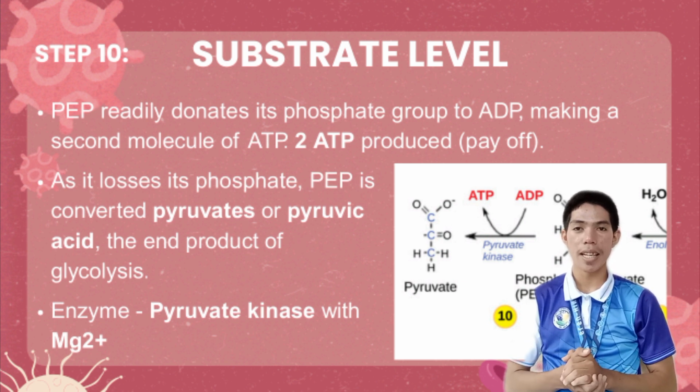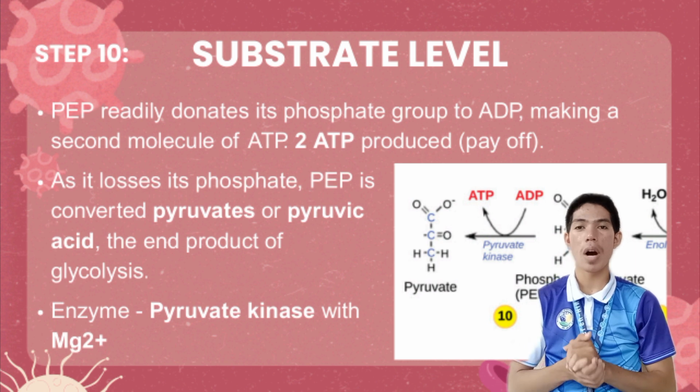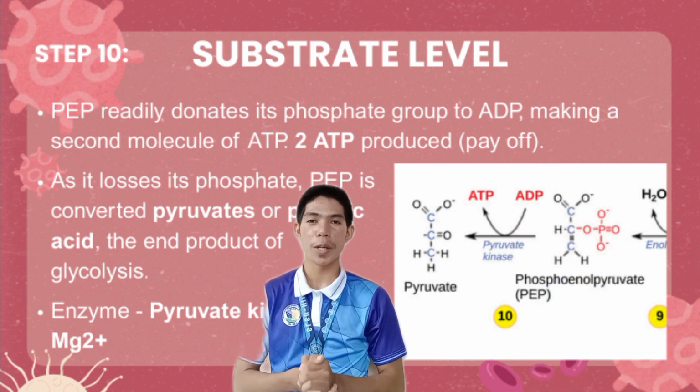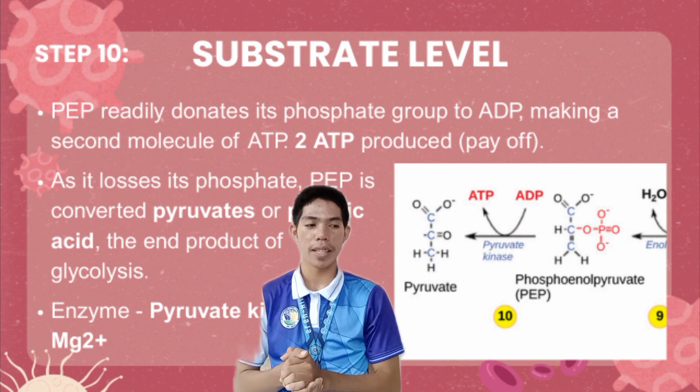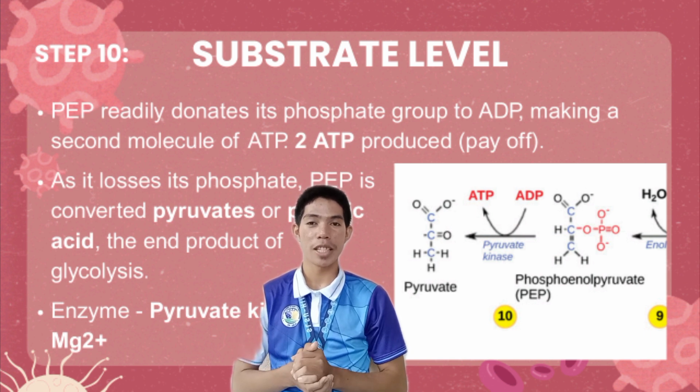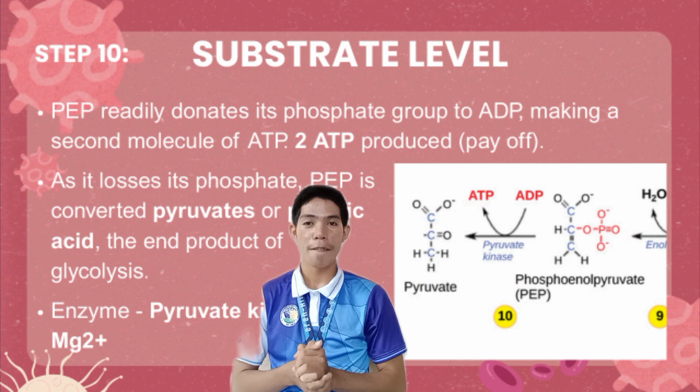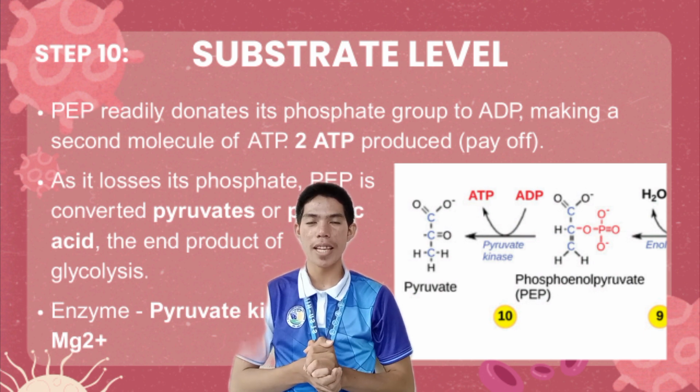As I said earlier, na madali siyang matanggal. So our responsible enzyme in step 10 of glycolysis is pyruvate kinase with the cofactor of magnesium 2+. So as you can observe in the figure, we have PEP or phosphoenolpyruvate turned into pyruvate. And as you can observe, wala na siyang naka-attach na phosphate group sa ating structure. And that is the process of glycolysis.